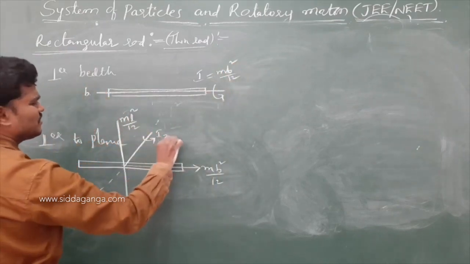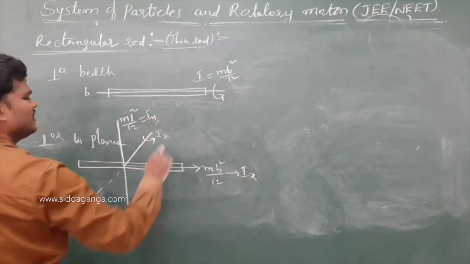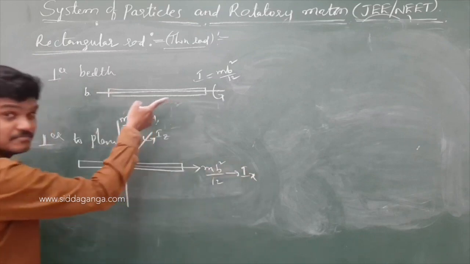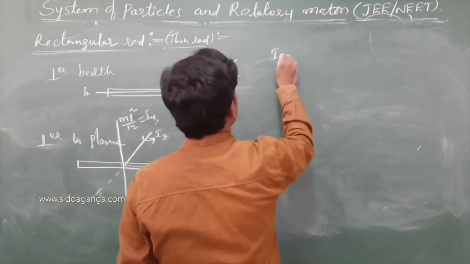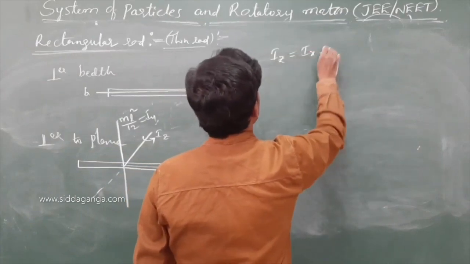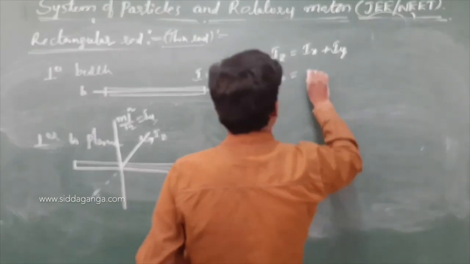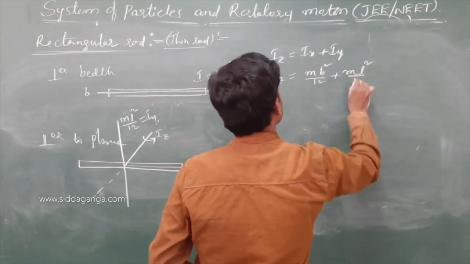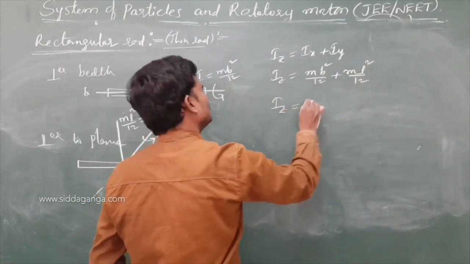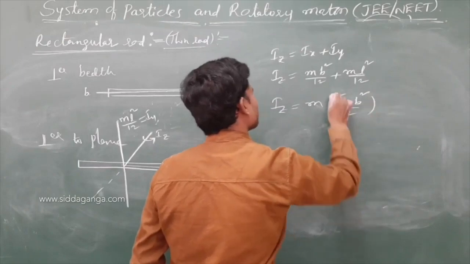So let us suppose this is the IZ axis, this is the IX axis, this is IY. So IX, IY, IZ. Use the perpendicular axis theorem. According to the perpendicular axis theorem, IZ is equal to IX plus IY. So IZ is m b square by 12 plus m L square by 12. So m into L square plus b square by 12.